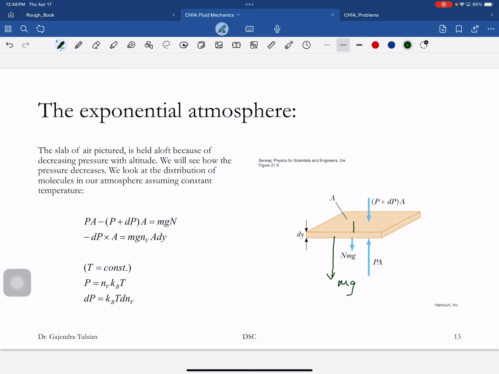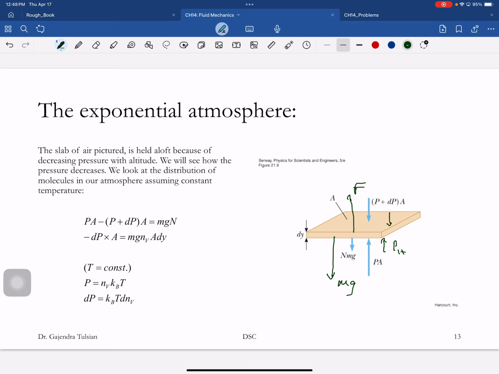Since it's not falling down, and this thing has a weight, there must be an upward force holding it up. How do you get the upward force? Well, the pressure here is higher than here. So just from logical arguments, you've figured out that the pressure decreases as you go higher up.